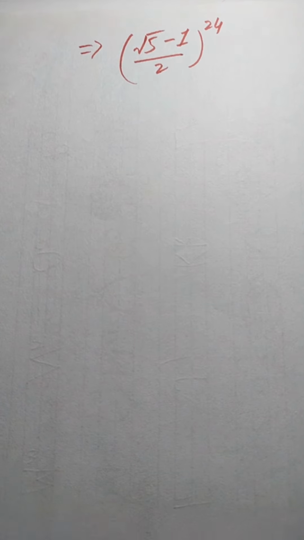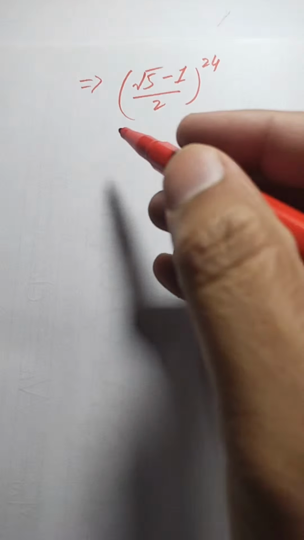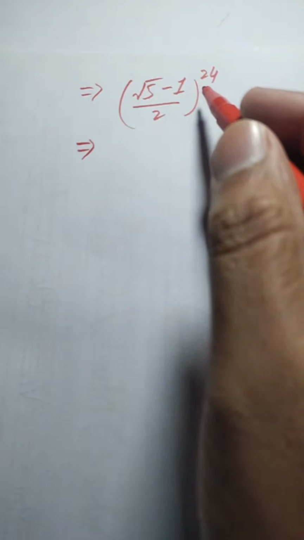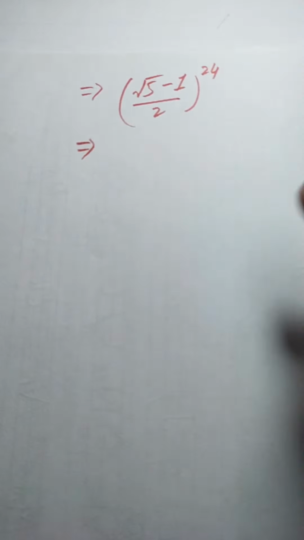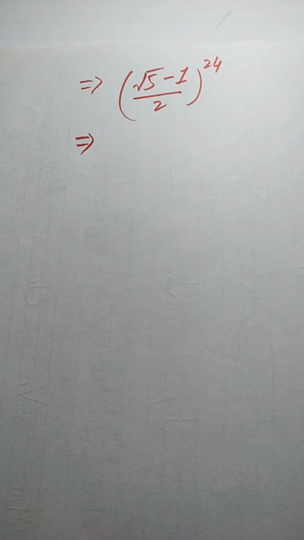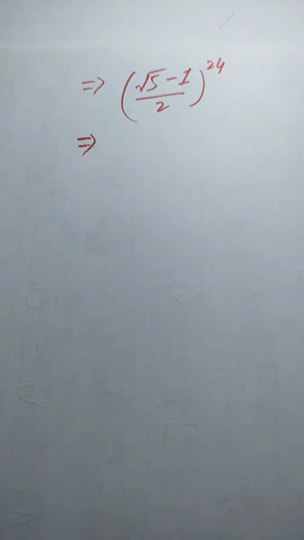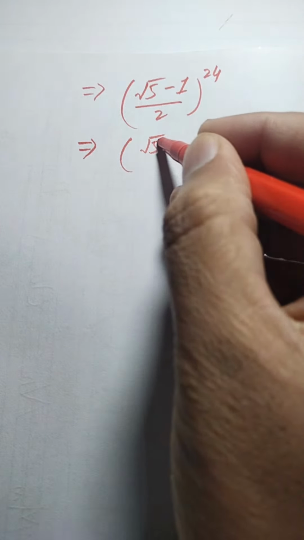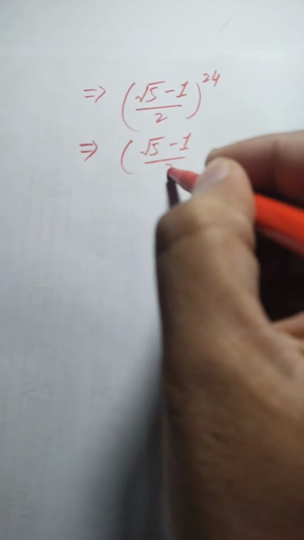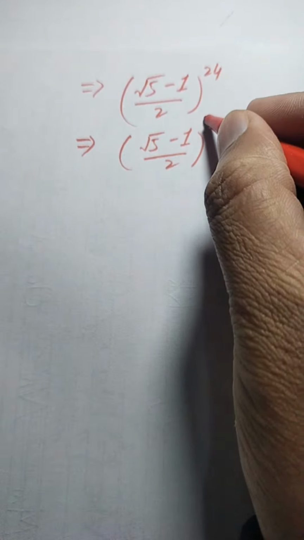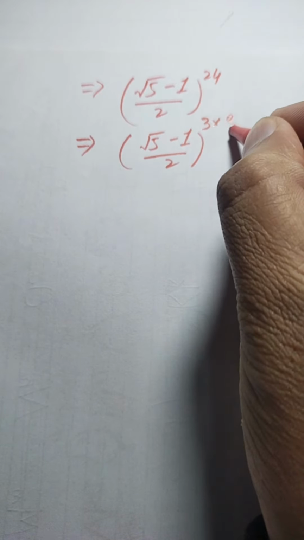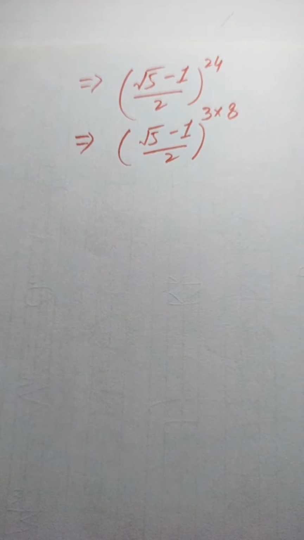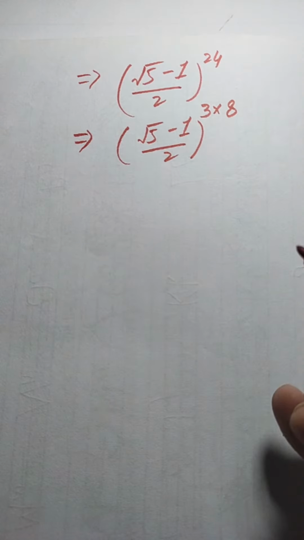We write these terms as so. Here we need to focus on the exponent of this term, and you see here the exponent of this term is 24. So we break this 24 as 3 multiplied by 8. Okay, we know about that. 3 times 8 becomes 24.